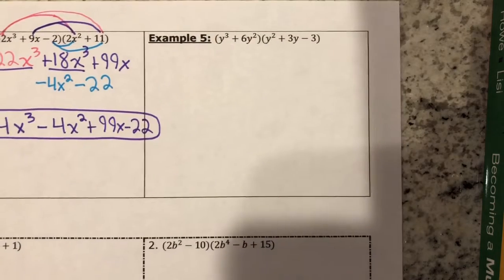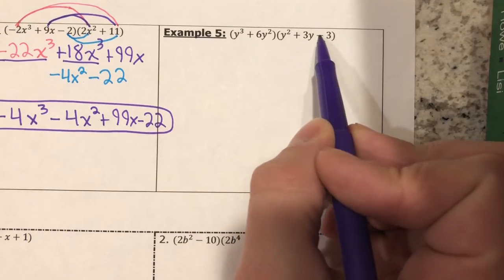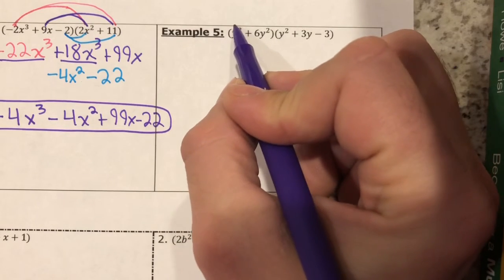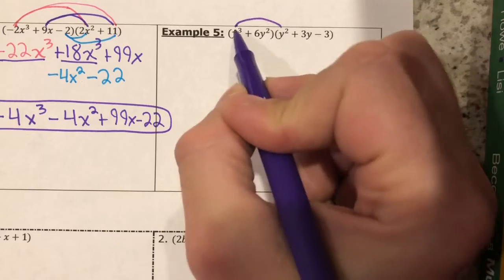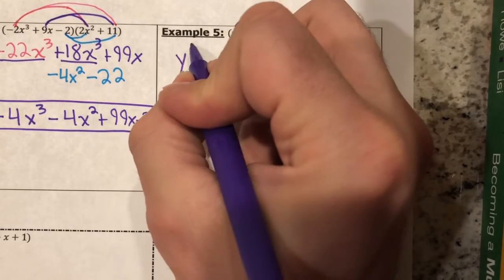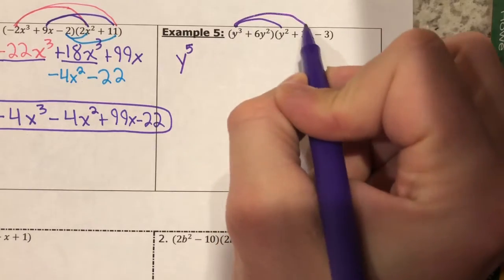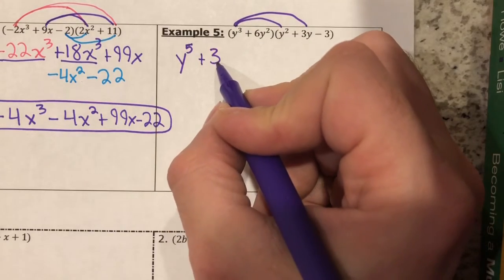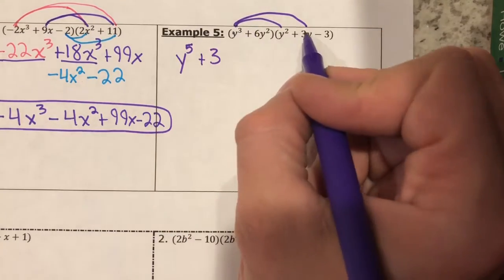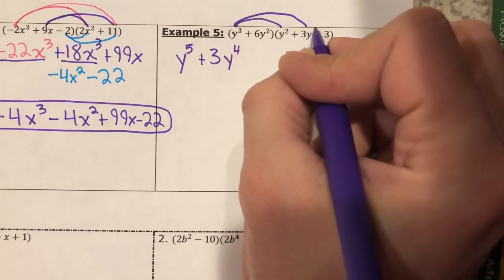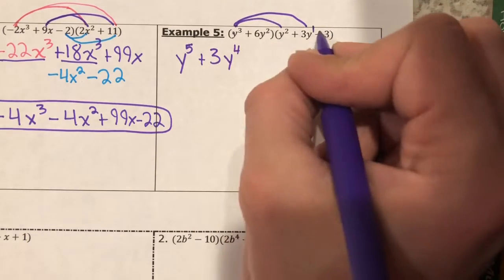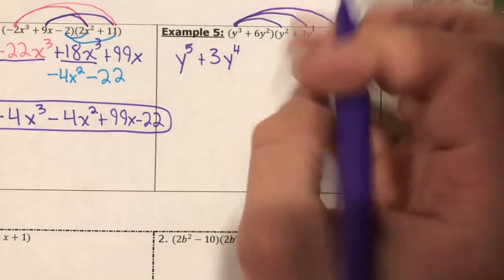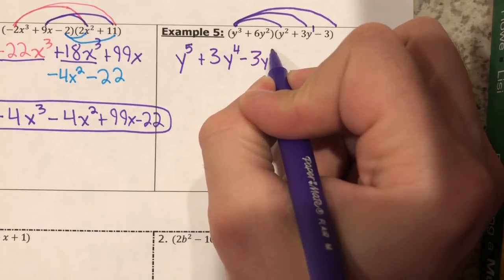For example 5. Looks pretty similar, only the trinomial is on the right, binomial on the left. But we still follow the distributive property, so we have to distribute the y cubed first. So y to the 3rd times y squared is y to the 5th. And then we multiply it by 3y, so we'll have a 3 as a coefficient. And then y cubed times y is y to the 4th. Again, invisible 1, so 3 plus 1, 4. And finally, we'll multiply it by the 3, so minus 3y cubed.